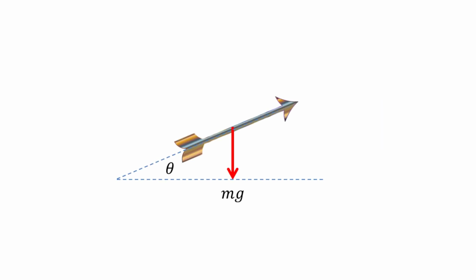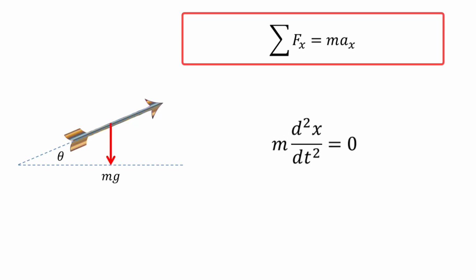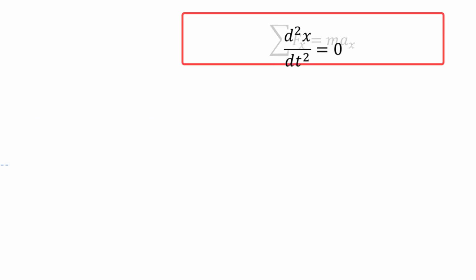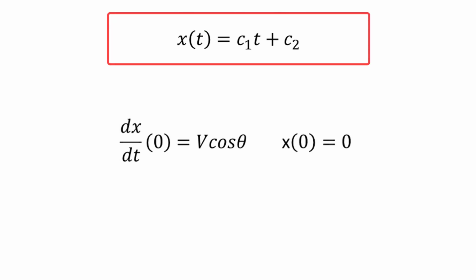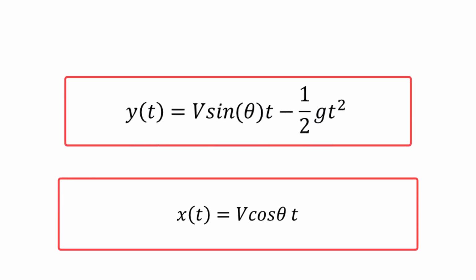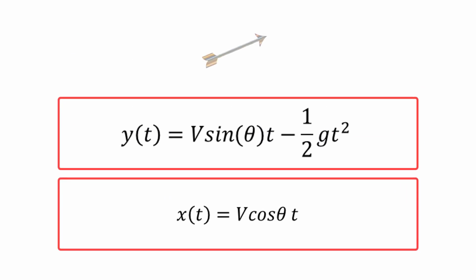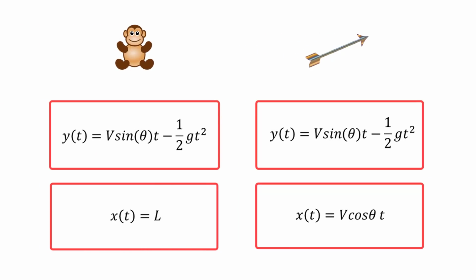Now let's use our free body diagram to evaluate Newton's law in the x direction. So we can cancel the m, integrate once, integrate twice, then apply the initial conditions for the x direction. And so what we get is the x-coordinate of the projectile as a function of time. So together, these two equations define the kinematics for the projectile. And combining the results, we have the kinematics for the monkey-hunter problem.